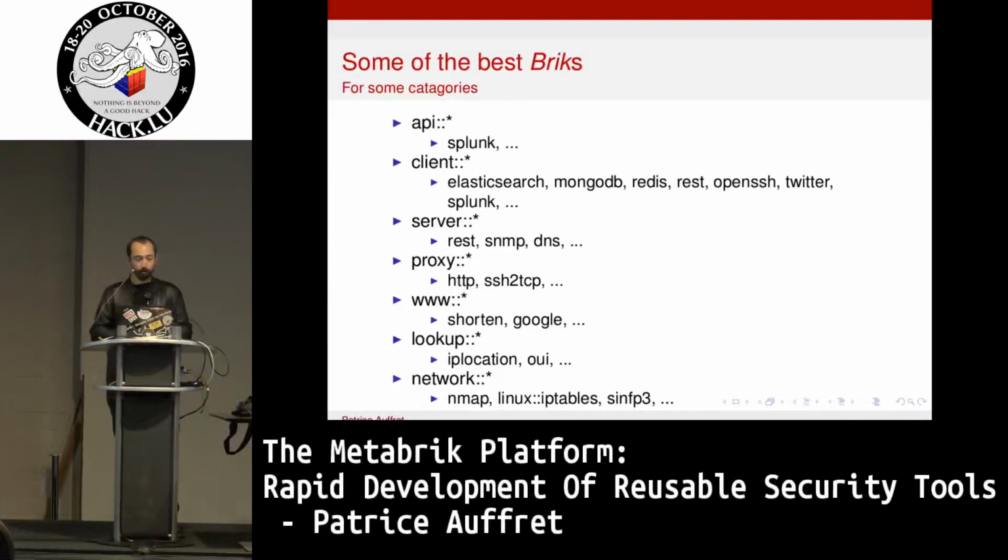Some of the best bricks in the API category: I'm a Splunk user, so I have an API to interrogate Splunk. It's not complete because the Splunk API is quite huge. You have a client Elasticsearch, because I do have an Elasticsearch cluster, so I want to check the state of my shards, all of that stuff, so I wrote it here. MongoDB, Redis, REST, if you want to interrogate an API, REST client is always useful. You want to automate SSH stuff, so you have a client SSH, Twitter.